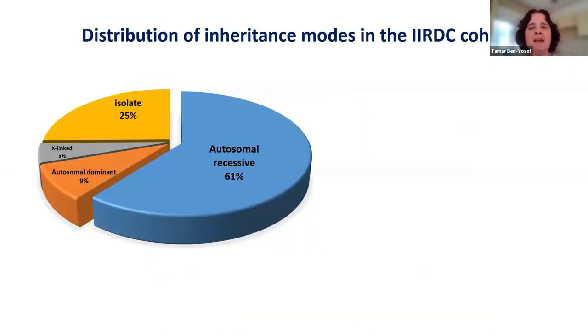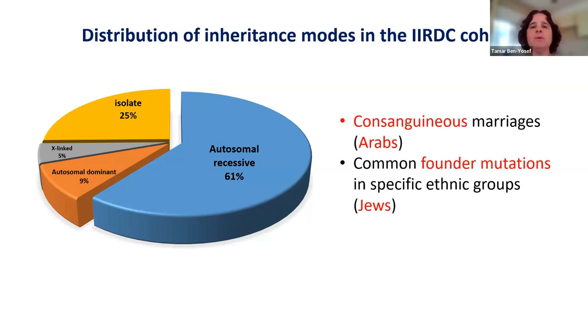What about the inheritance pattern? By far, as you can see here in blue in this pie, autosomal recessive inheritance accounts for 61% of our patients, and this is due to two main reasons. As I mentioned already, the high degree of consanguineous marriages in the Muslim Arab population, and among Jews, the existence of common founder mutations in specific ethnic groups.